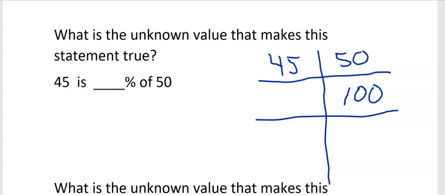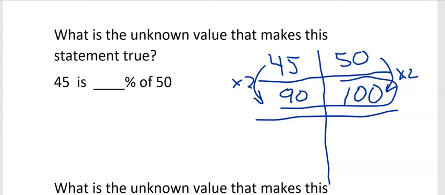Okay, so with that being the case, what does it take to get from 50 down to 100? It will take times 2, right? So this is times 2. Then you have to do 45 times 2. So that's all you have to do for this one. 45 times 2 is 90. Okay, which means if you look at this, 90 out of the 100 would be the percent. So that would be your answer here, 90%.